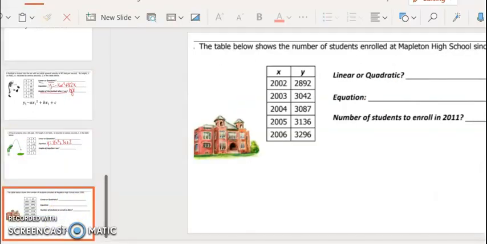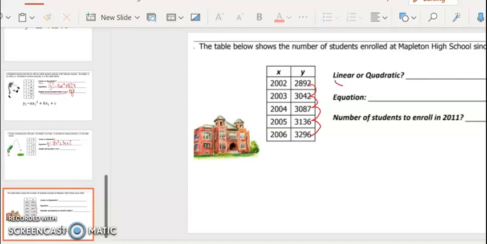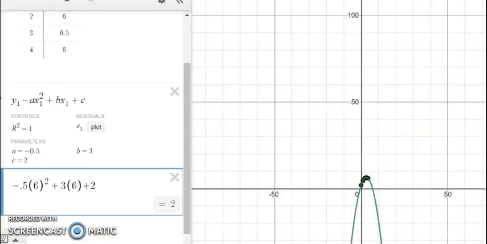Now I got one more example to show you. This says the table below shows the number of students enrolled in this high school. Now I want you to notice something about the numbers. See how the numbers continue to go up. This is a linear equation. So if we were going to put this table in, we would have to use a linear function. Our equations for this unit are quadratic. And when you put them in Desmos as a table, remember this is the form of your equation that you have to use.